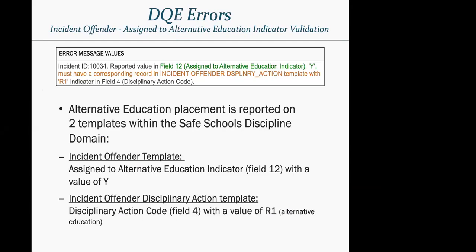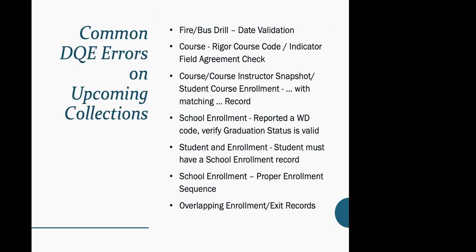Okay, so the alternate ed placement is another thing that can err, because it needs to be indicated on 2 separate templates, the incident offender as well as a disciplinary action. Okay, these are things that are coming up for you. Fire drill, the course instructor, school enrollment. School enrollment, you're always going to have school enrollment errors. There's really no way around it. That's going to be one of your most common errors.